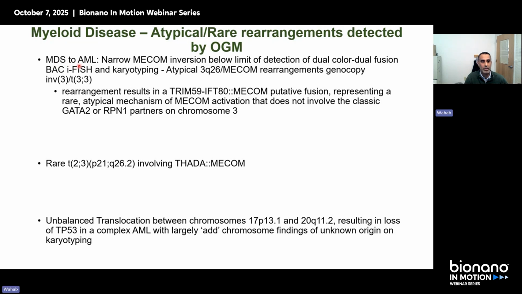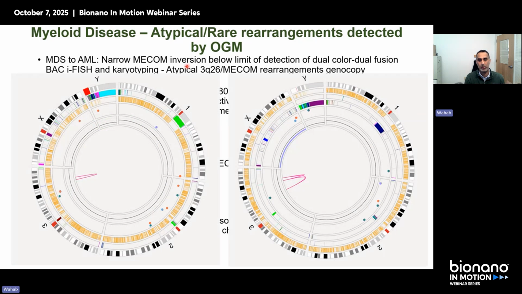So this was an MDS to AML conversion where we saw, in this case, a MECOM inversion, but that MECOM inversion wasn't the typical one that you see with RPN1, the paracentric inversion 3q. This was a much narrower inversion, so it was missed on karyotyping. It was suggestive on FISH, but not very obvious. It was not directly identified. So this was the narrower inversion.